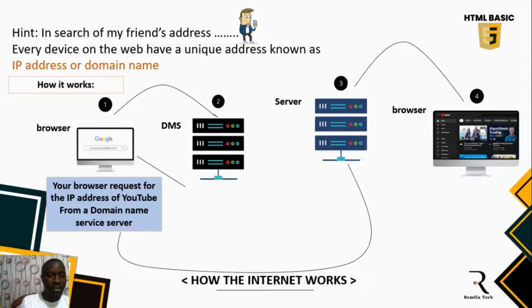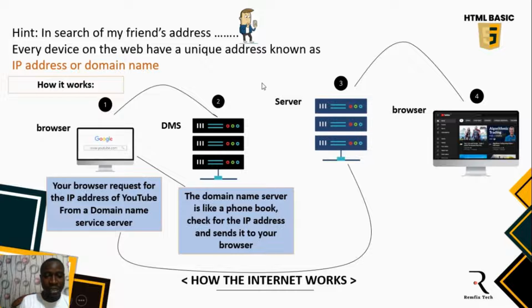So the first thing is that your browser will request the location of YouTube from what's called a domain name server. The second step is that the domain name server is more like a phone book that checks the IP address and sends this information back to your browser. This is where www.youtube.com is. Then your browser sends a request to the location of the server hosting youtube.com.